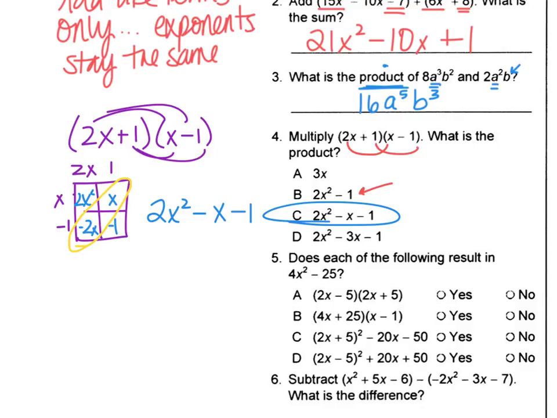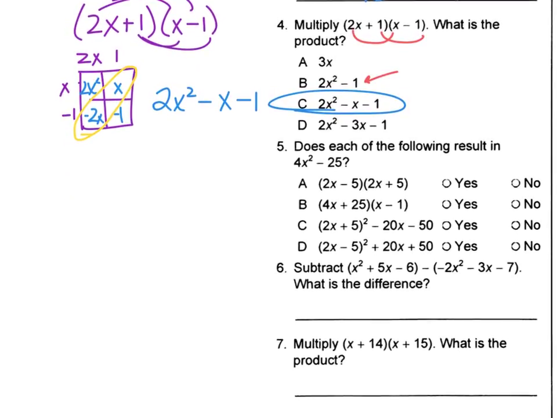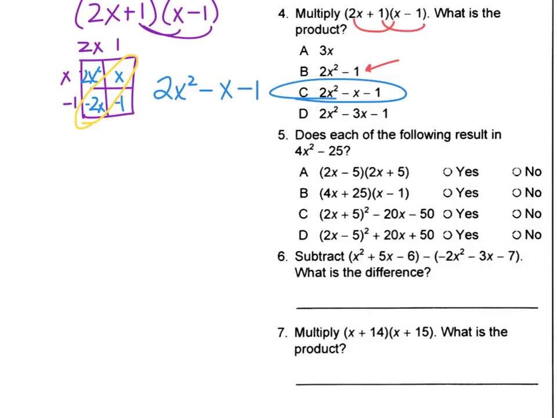All right, question 5. Does each of the following result in 4x squared minus 25? They're really just asking us to work each one of these out and see which ones give us 4x squared minus 25. I expect to see work shown for you on this question when you turn this assignment in tomorrow. Notice that these are conjugates, so I can use the shortcut in here. I can do first times first and last times last, because we know the middles will cancel. That's going to give me 4x squared minus 25, so A is going to be yes.